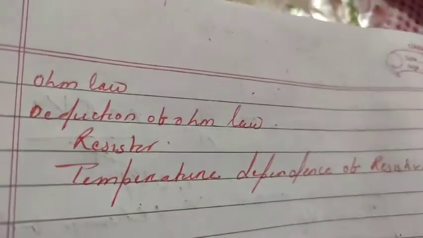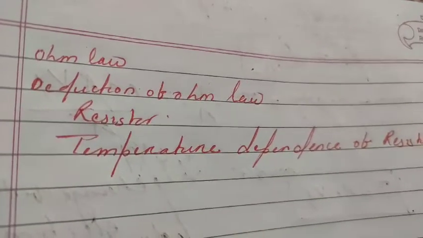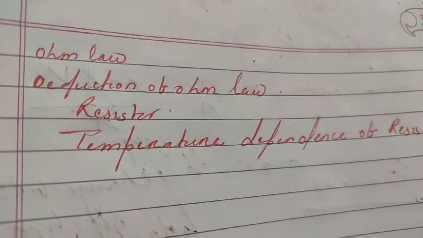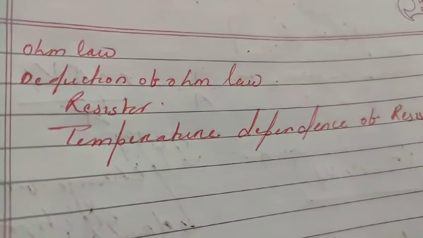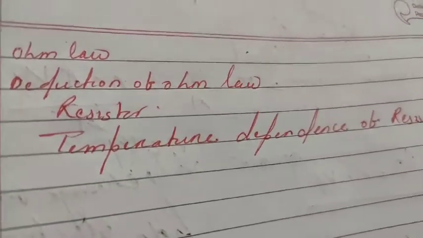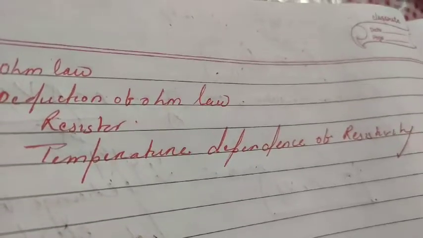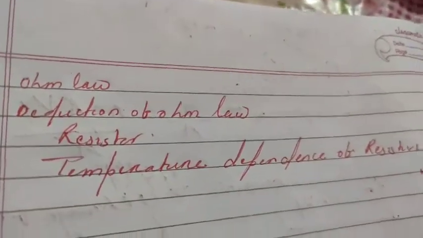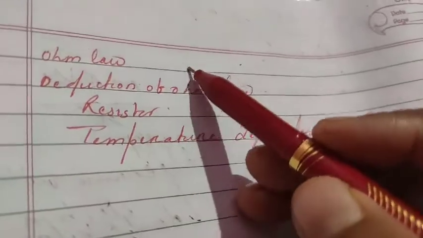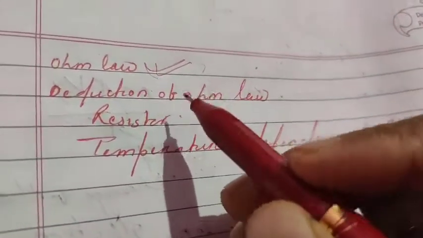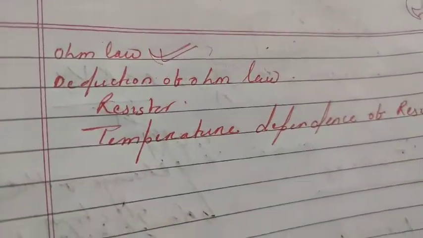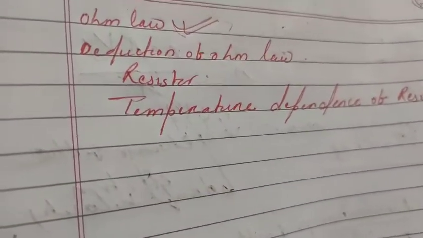Now we will start the second part of current electricity, and that is, first we will talk about Ohm's law, deduction of Ohm's law, then resistor, then temperature dependence of resistivity, and afterward many things. Okay, so first of all we will clarify what you mean by Ohm's law. To understand Ohm's law, first you have to remember the statement of Ohm's law.